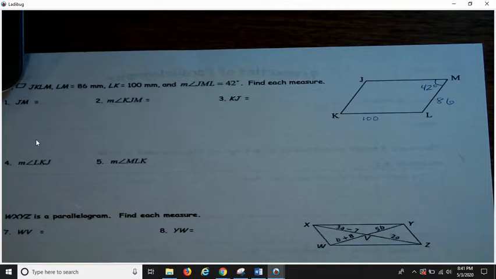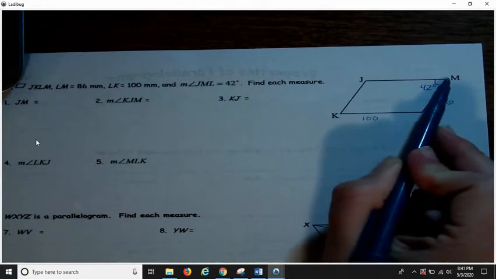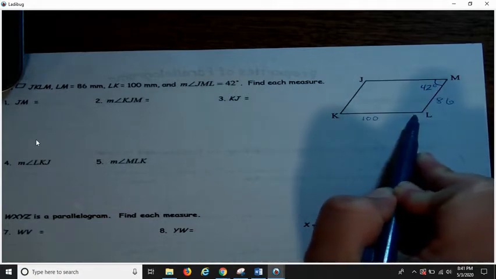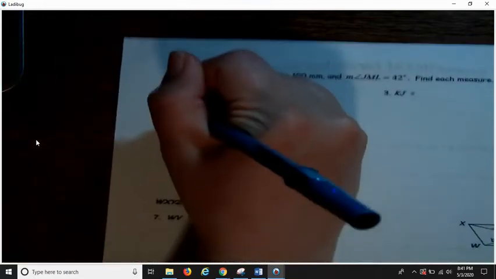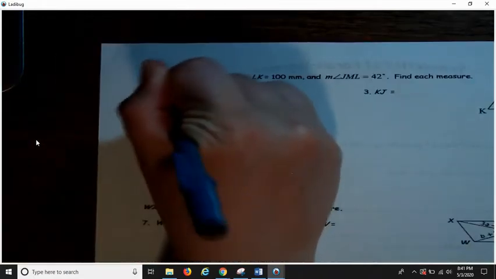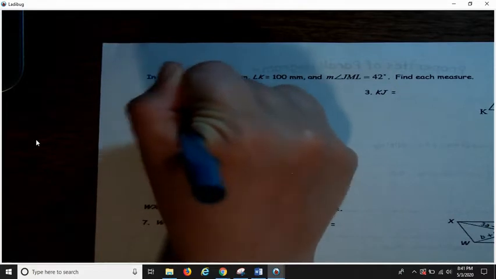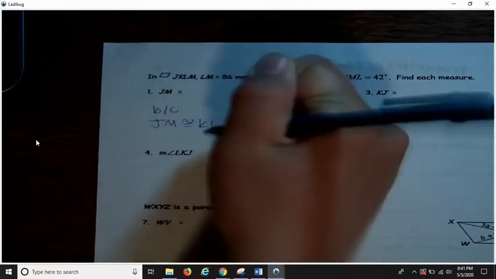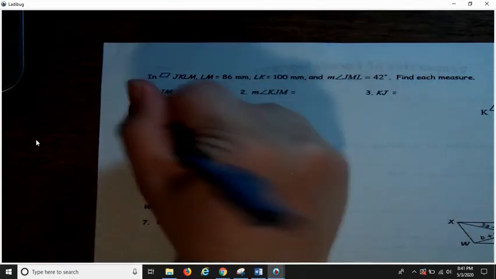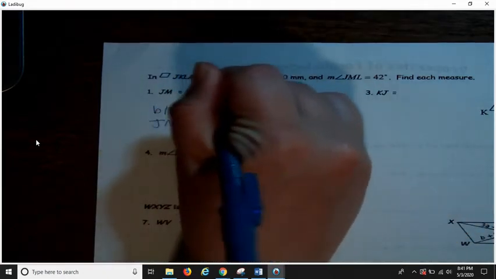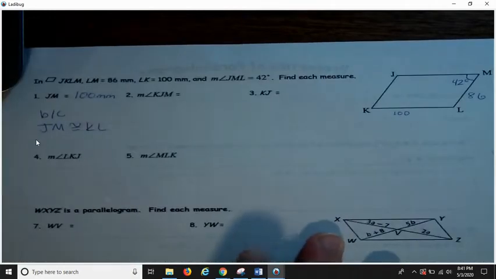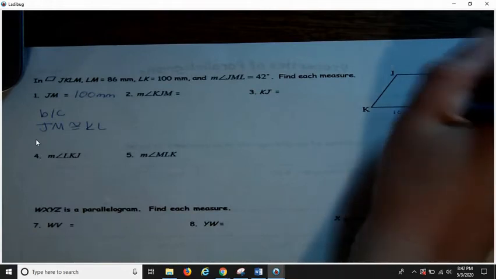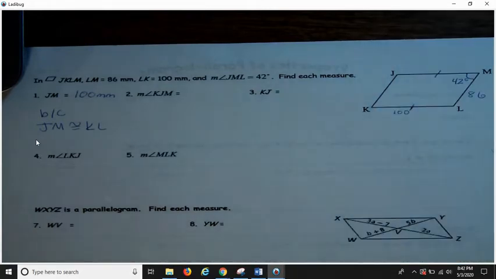First it says to find the length of JM. JM, remember, is right across from KL. They are congruent. Because JM is congruent to KL, we should have that JM is equal to 100 millimeters. Those two sides are the same length. So they should be 100 millimeters, not milliliters, that's volume.